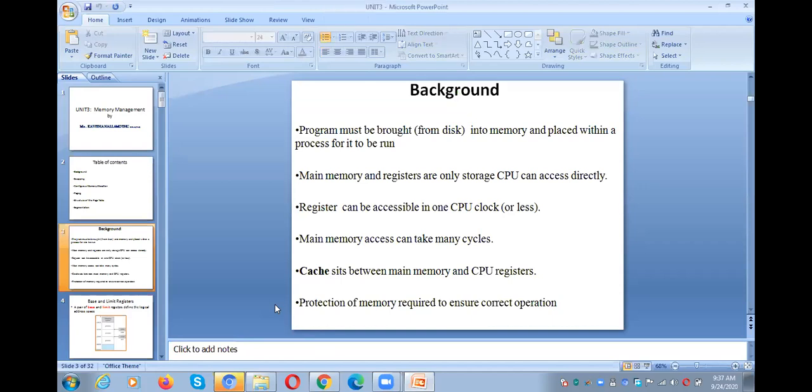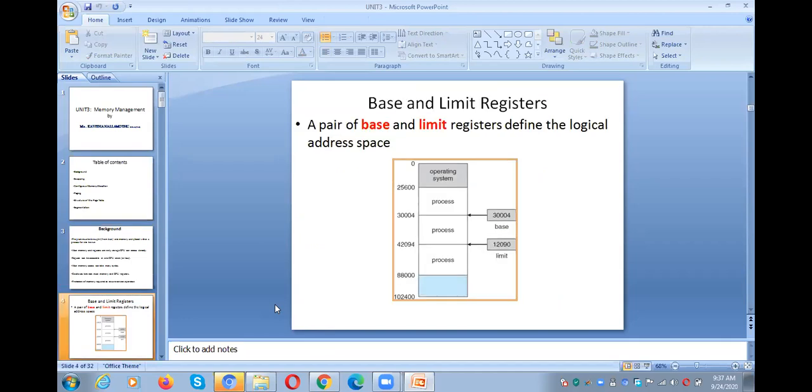And then whenever you are accessing the main memory, there needs to be some protection. What is the need for the protection? As I told you, observe this particular diagram.